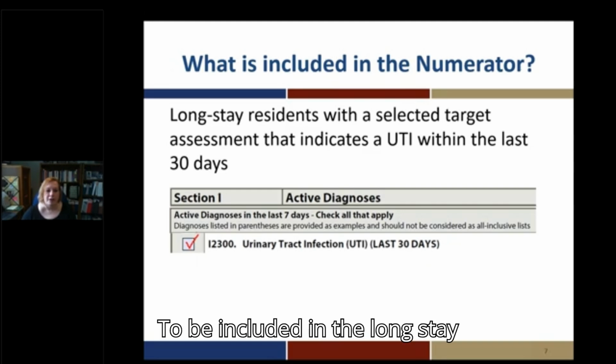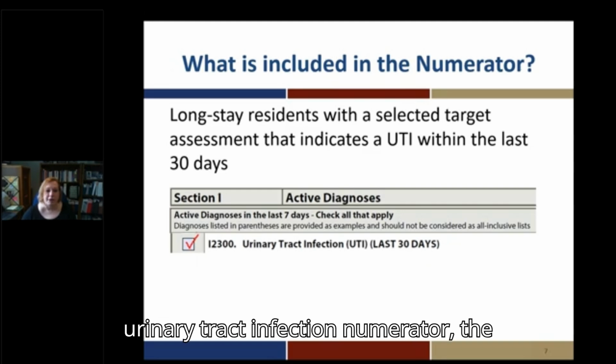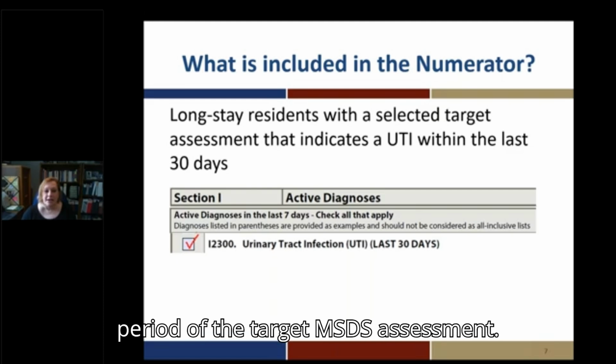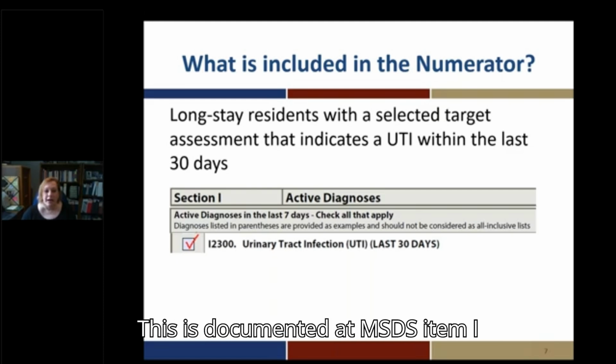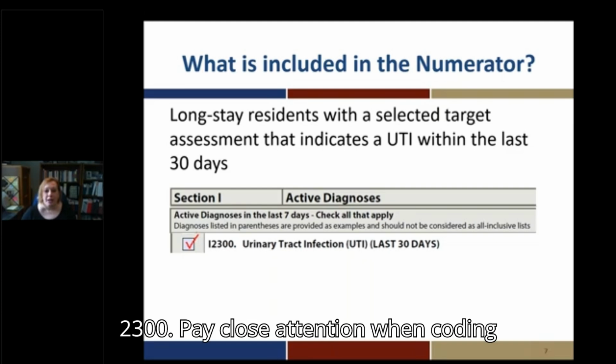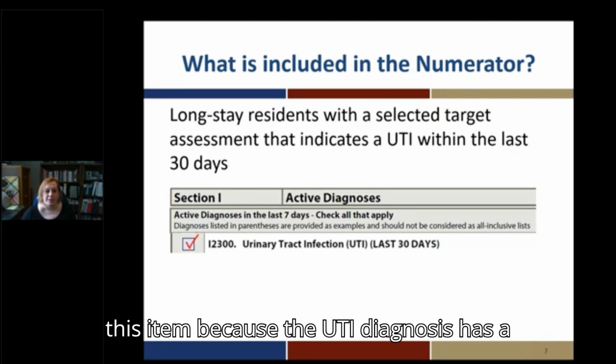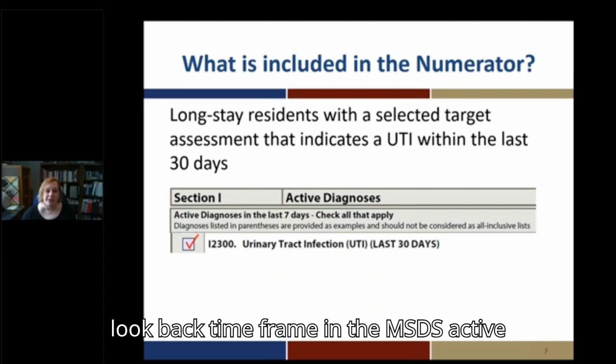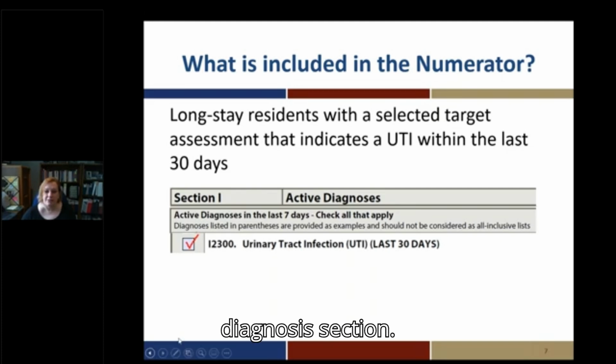To be included in the long-stay urinary tract infection numerator, the resident's MDS is coded as having a UTI during the look-back period of the target MDS assessment. This is documented at MDS item I-2300. Pay close attention when coding this item because the UTI diagnosis has a 30-day look-back period. This is a unique look-back time frame in the MDS active diagnosis section.